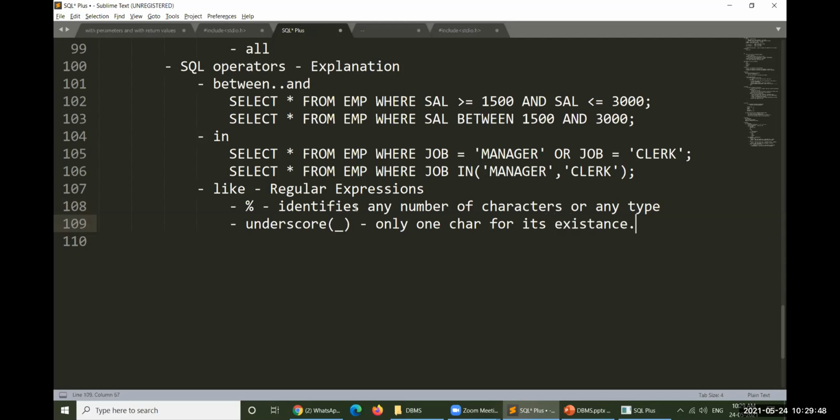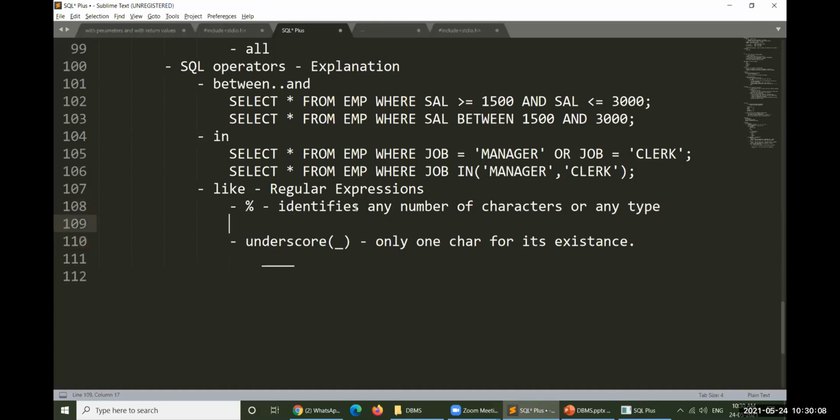Let me give you examples, then you could understand very clearly what these two symbols are. If you write underscore something like this: first character underscore, anything; second character underscore, also anything; third character also anything; fourth character also anything. Whereas if you write a percentile, no matter how many characters are within that particular column or data, it doesn't matter. It identifies n characters, while underscore identifies only one character for its existence. Let me give the queries, then you could understand exactly.